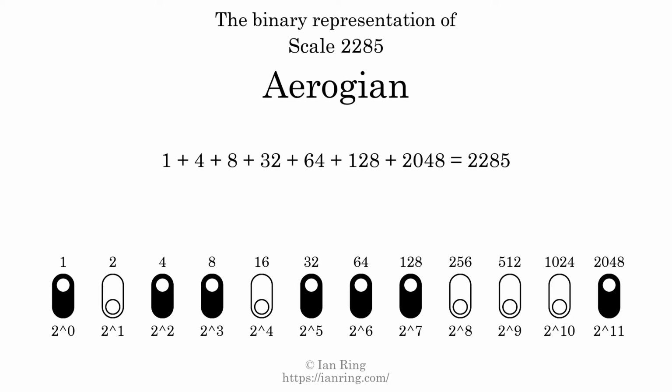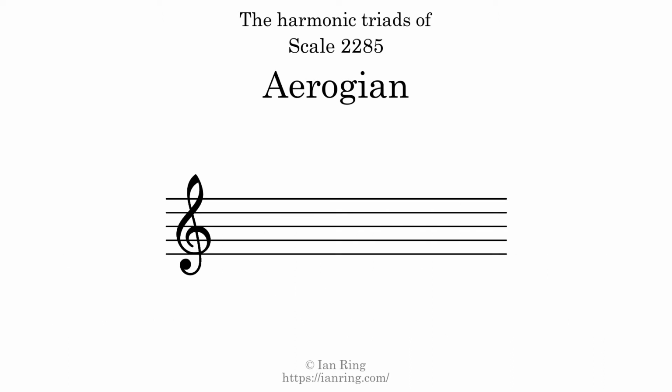2285. The scale number not only enumerates the scale with a unique index, but it also literally describes the tonal content of the scale. Represented as a binary number in base 2, the scale number is 100011101101. Here are the harmonic triads present in this scale.